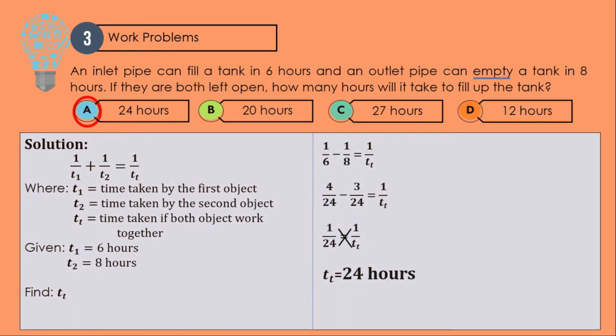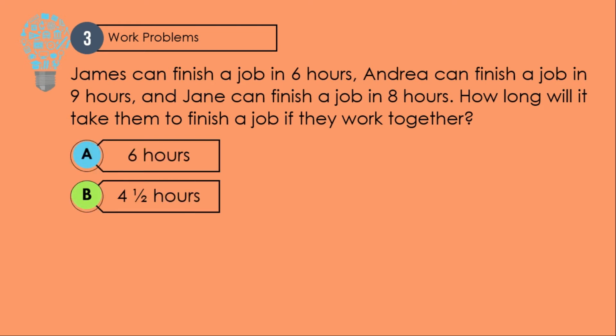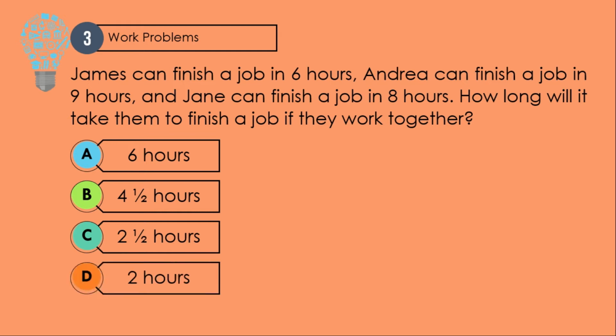For the second example, James can finish a job in 6 hours, Andrea can finish a job in 9 hours, and Jane can finish a job in 8 hours. How long will it take them to finish a job if they work together? A. 6 hours, B. 4.5 hours, C. 2.5 hours, D. 2 hours.